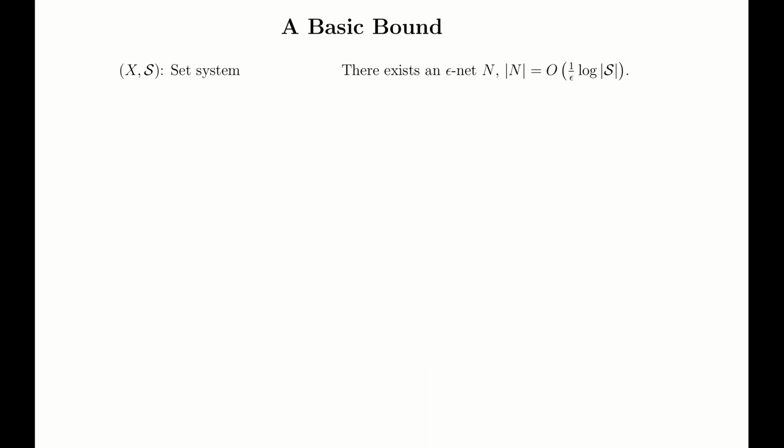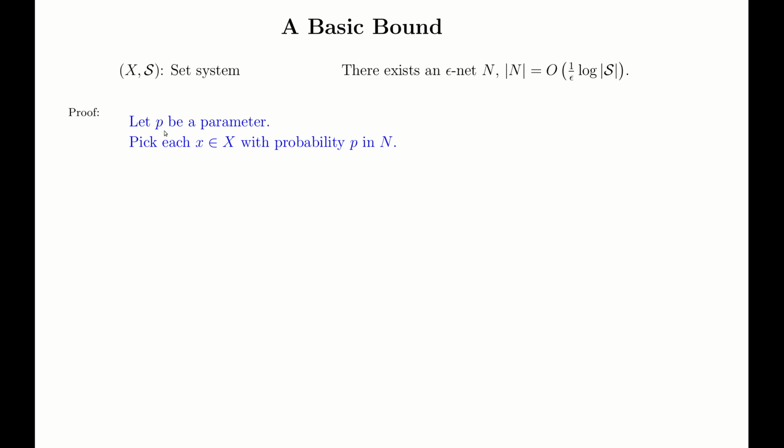First, we'll prove a basic bound that is in fact tight as long as we don't have any structure on the set system. The theorem says that for a given set system, there always exists an epsilon-net that has roughly this size. We prove it using a probabilistic argument.